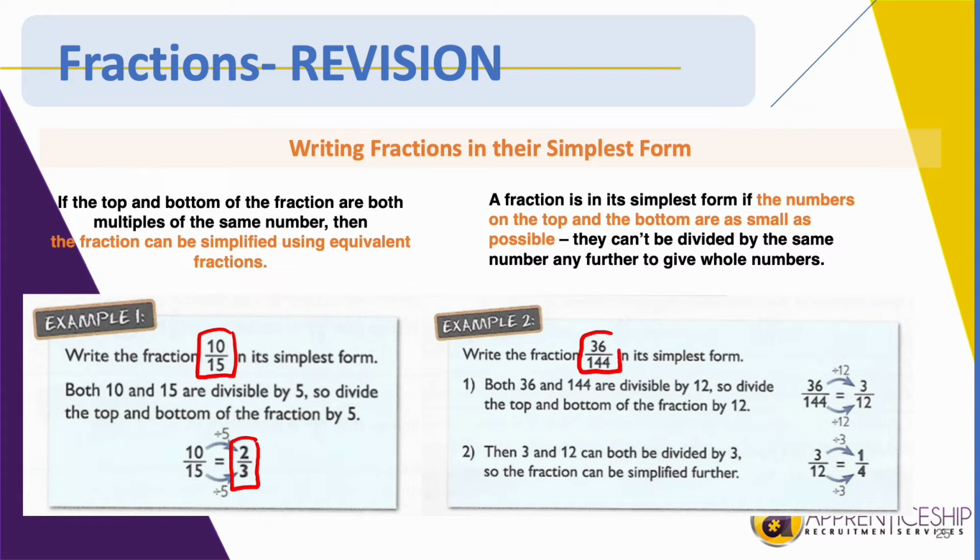So, 36 over 144. Okay, what I wouldn't do is, in this example they've gone straight for 12, but I don't know about you, but 12 doesn't strike me as the first number that I would use here. I'm going to try and make it more simple for myself.